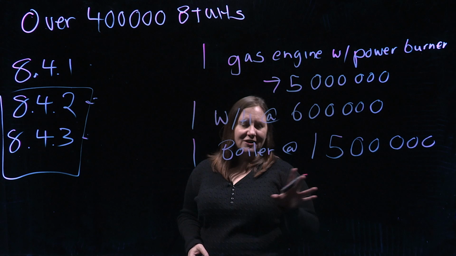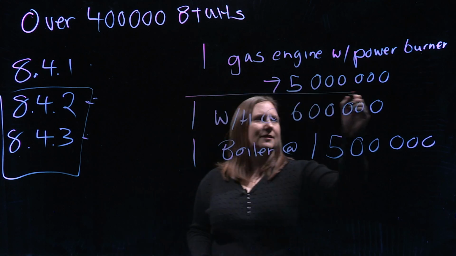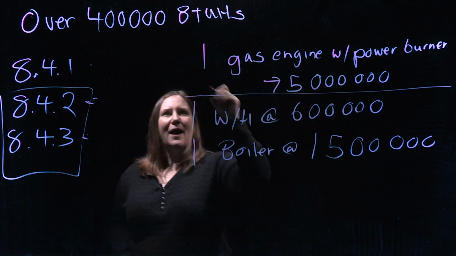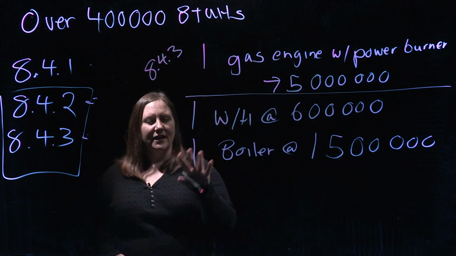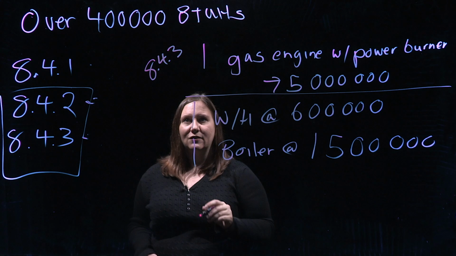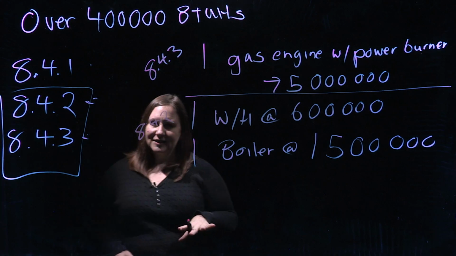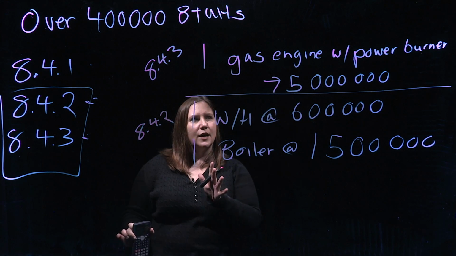Excellent. So one of these appliances has a power burner, so we have to keep that separate. We want to deal with that separately, because remember that the power burner is coming from 8.4.3, and then everything else is going to come from 8.4.2. So we're following the same rules that we've been using so far. We're just going to do the math separately and then add them all up.